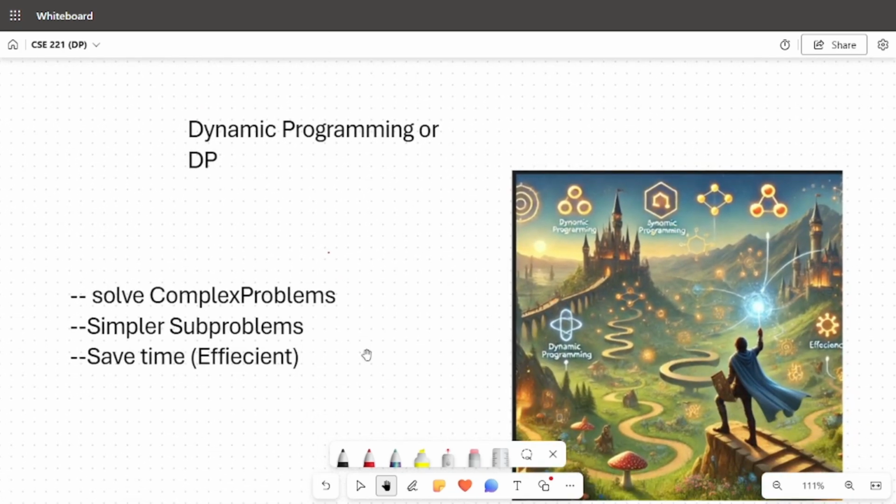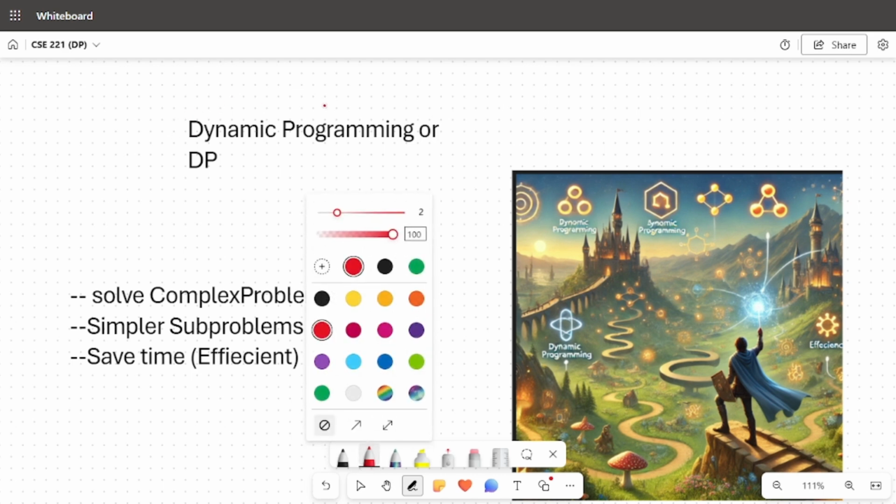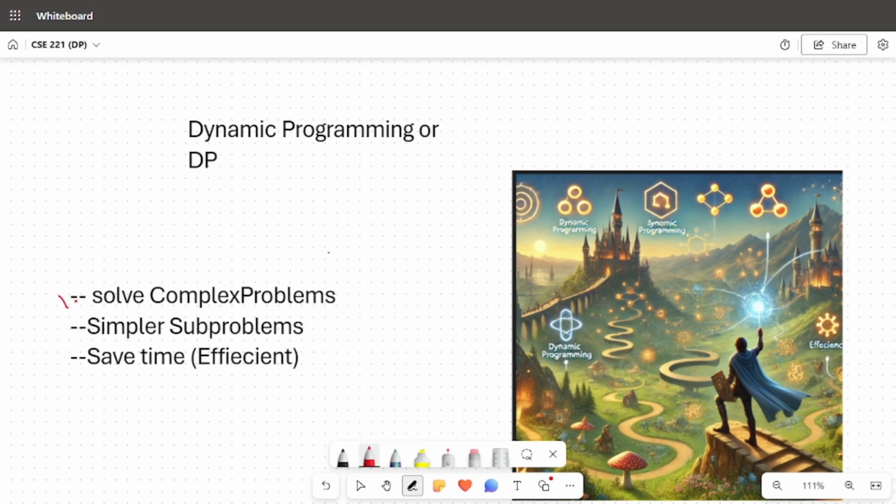So, in this class, we will embark on an adventure where algorithms become your friends and efficiency is your ultimate goal. Now, what is dynamic programming, right? First, what I have said, you have been given some complex problem. So what will you do? You have to solve this complex problem. So that is the idea of dynamic programming. You can also call this DP, right? Okay.